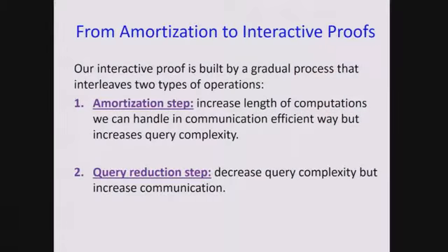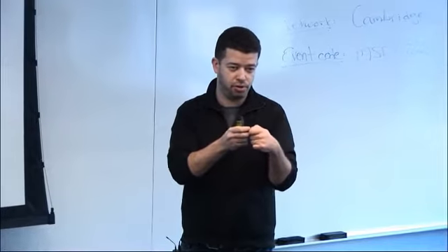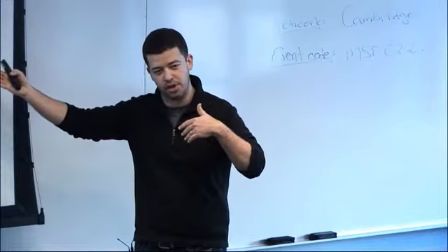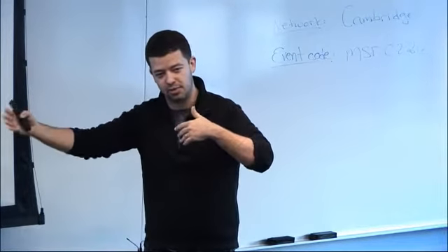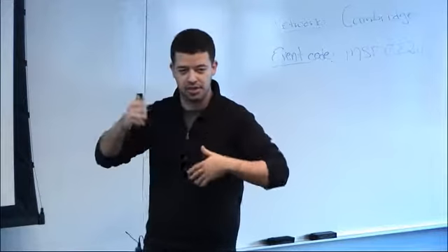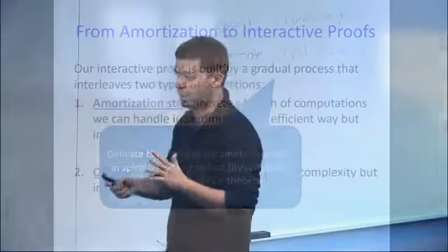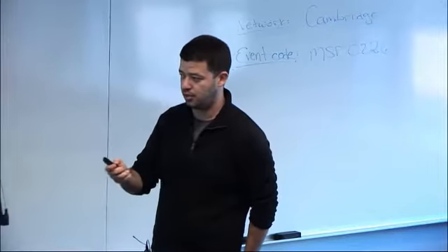The broad picture is that we start with protocols for very short computations, just trivial protocols. We do an amortization step to get a longer protocol, which increases the query complexity. We do query reduction. Now we do another amortization, and query complexity increases. We do a query reduction, and we do this balancing between the length of the computation, the number of queries, and the communication complexity. This is in a similar spirit to the zigzag product construction in Irit's proof of the PCP theorem.